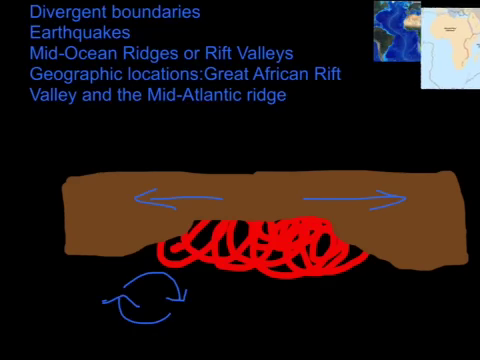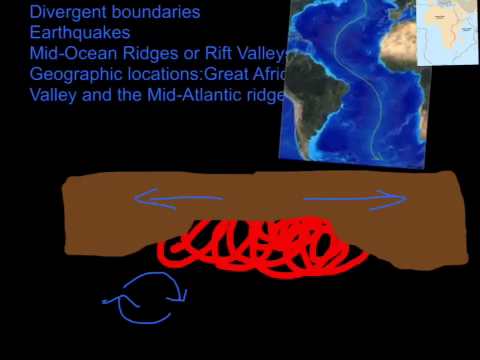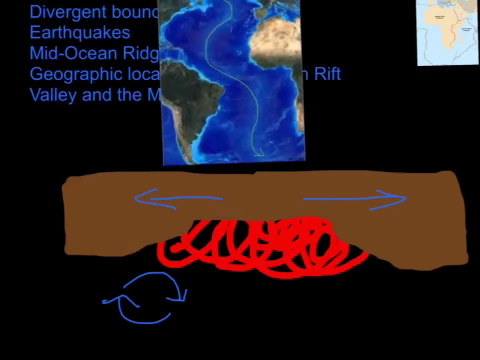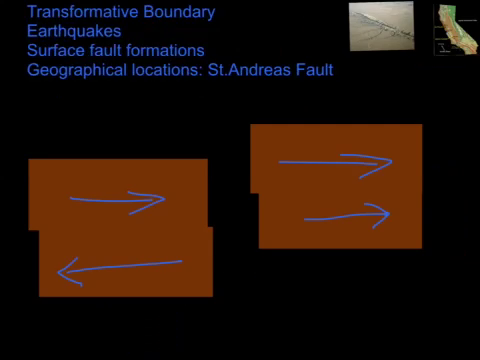And another important geographical location that everybody should know is the Mid-Atlantic Ridge, which runs straight through the Atlantic, as you can see, created by two tectonic plates pulling away from each other and making a trench that they call the Mid-Atlantic Ridge.